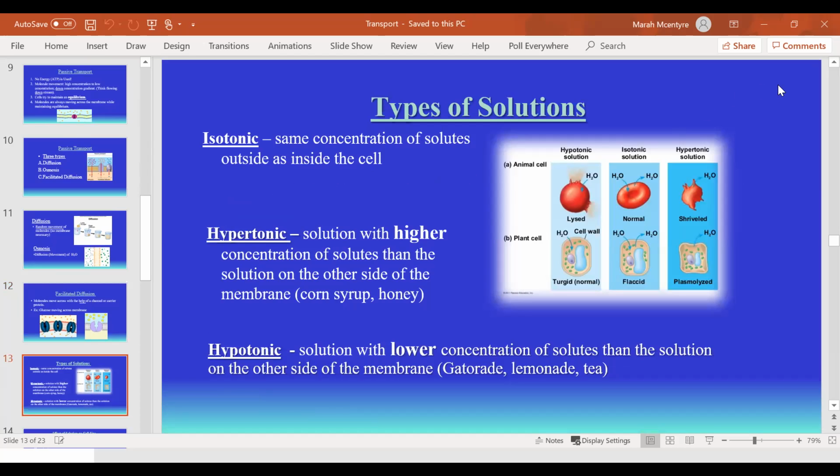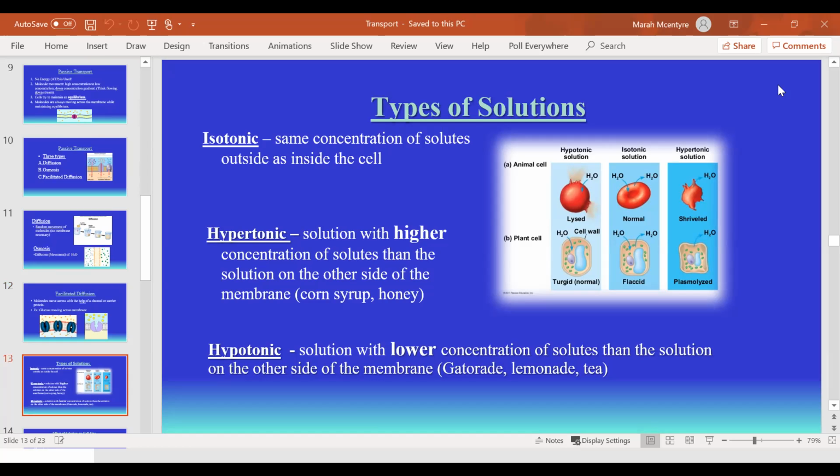Now we're going to talk about our types of solution. We have isotonic, hypertonic, and hypotonic. Isotonic, I think, is the easiest to remember because it's the same concentration on the inside and the outside. There's no back and forth. So isotonic is equal, the same concentration inside and outside of the cell.